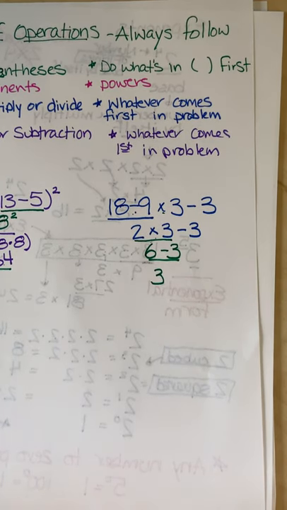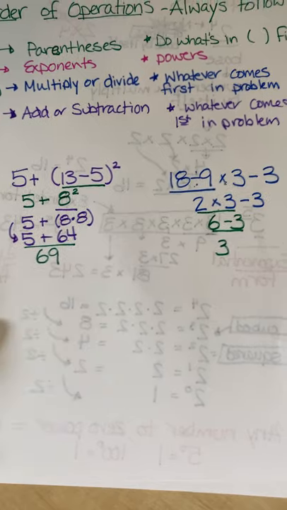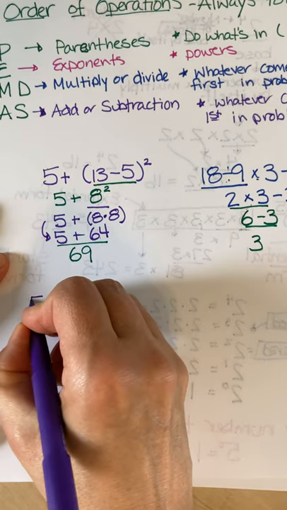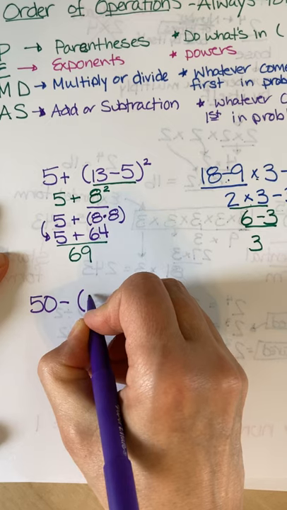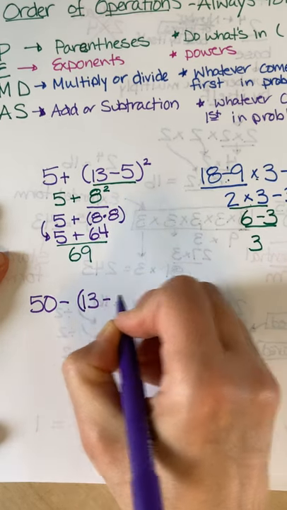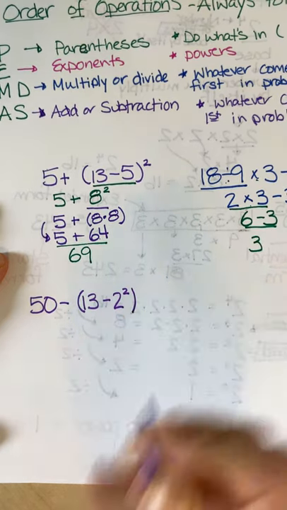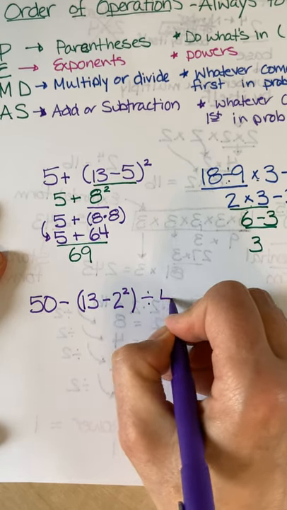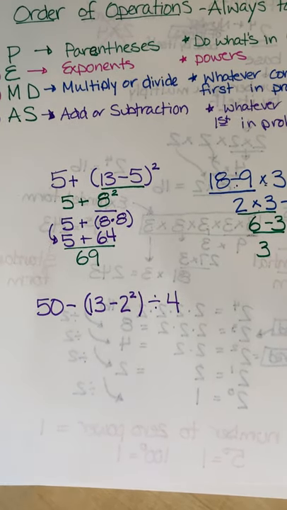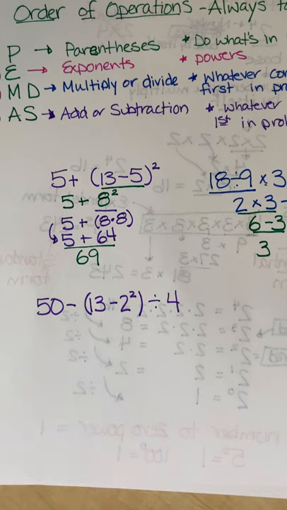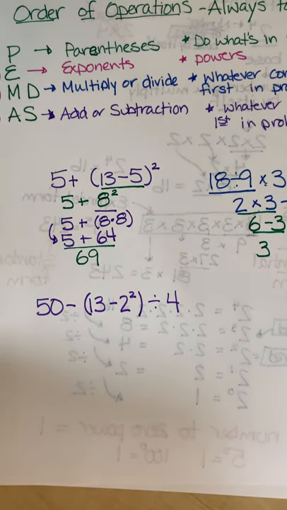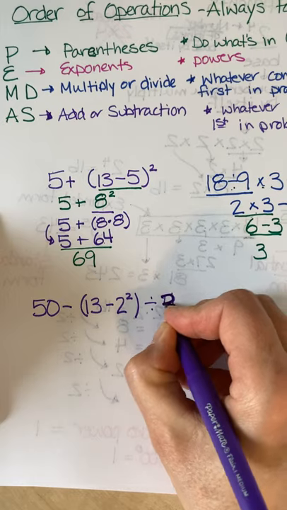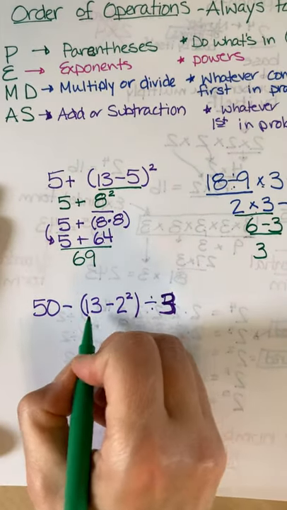The other thing I want to go over is what happens if I have something in parentheses. So let's say I've got this. I'm making up this problem as we go, so hopefully it'll work. Let's say that I've got 50 minus, 13 minus 2 squared, and then divided by 4. Divided by 4 is not going to work. How about we make it divided by 3? Change my mind. We're going to make that a 3. That'll work.